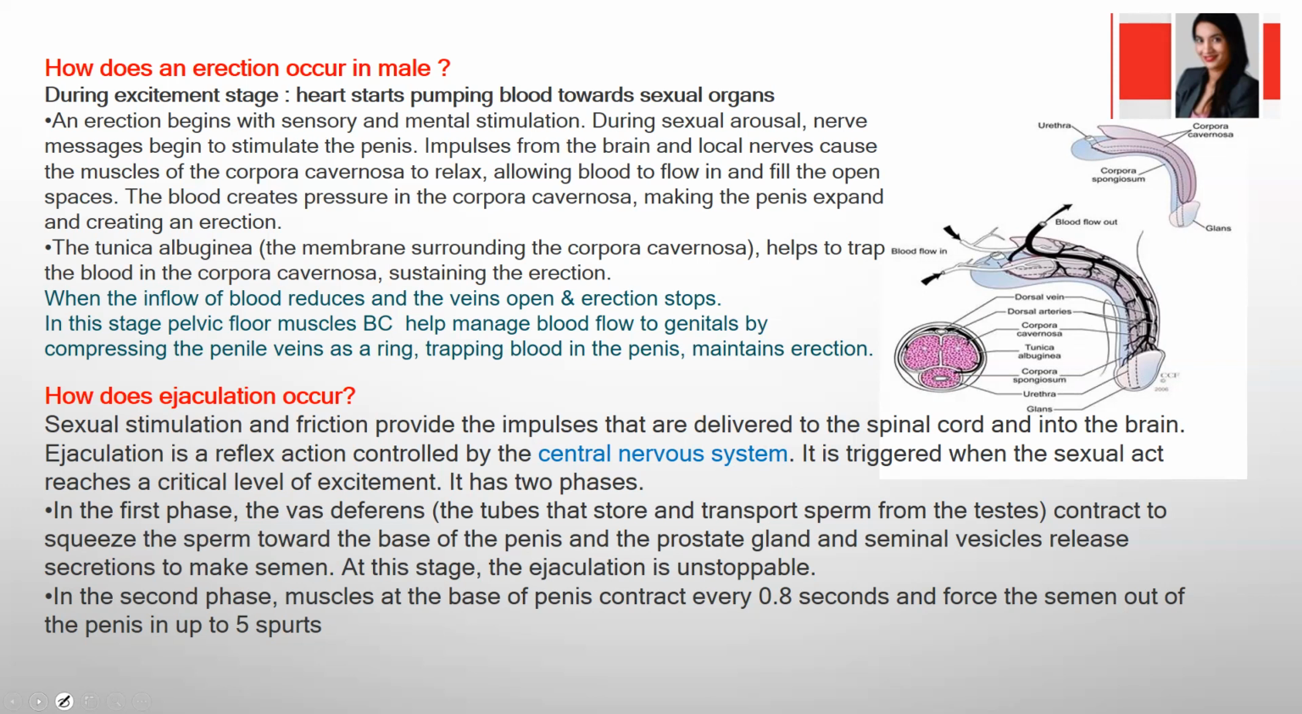because of everything going on, either the CNS effect or the reflex which is created at that time, as well as the release of the pelvic floor muscles. They are also going away from the area. They're not putting compression. In the second phase, muscles at the base of the penis contract every 0.8 second. Now there are two stages, as I told. First, the sperm will release, and second, the sperm should release with the maximum force.